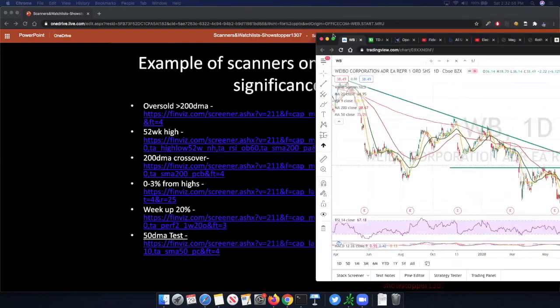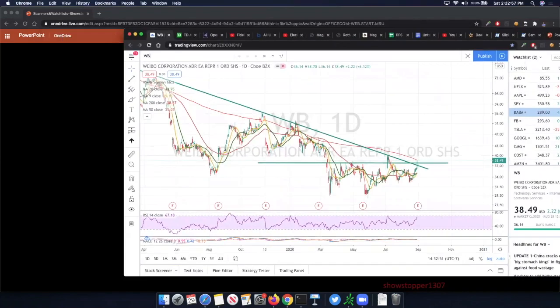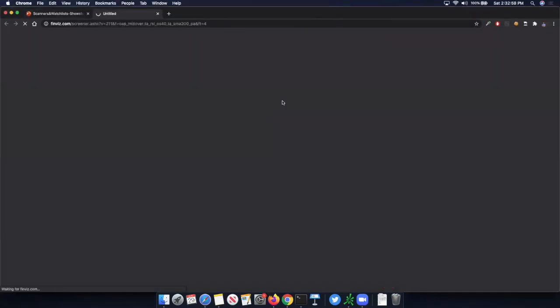Okay. So yeah, I'll show you an example of this 200-day moving average.